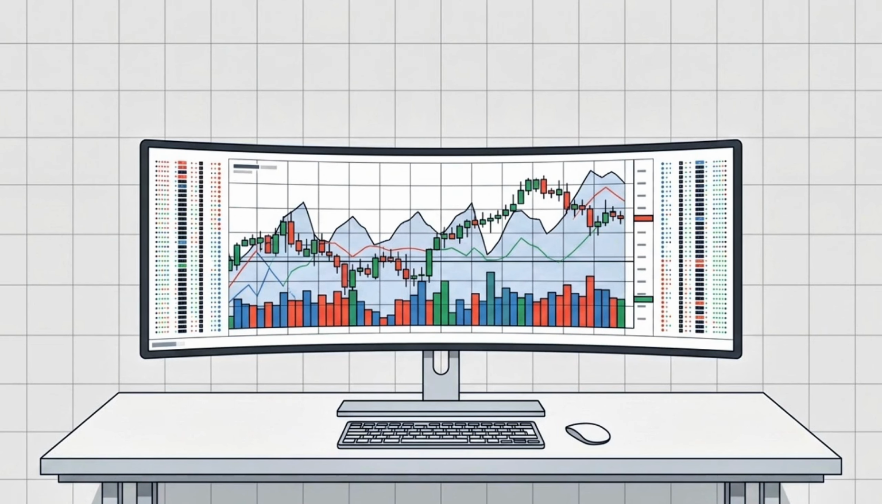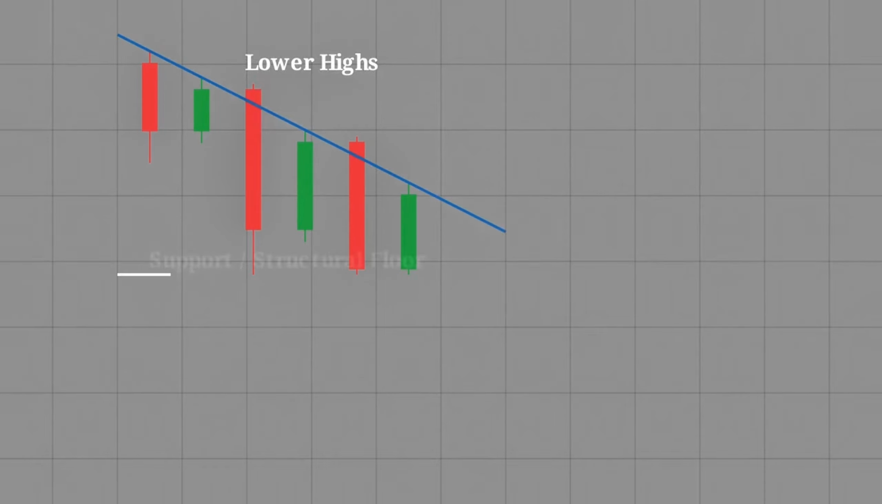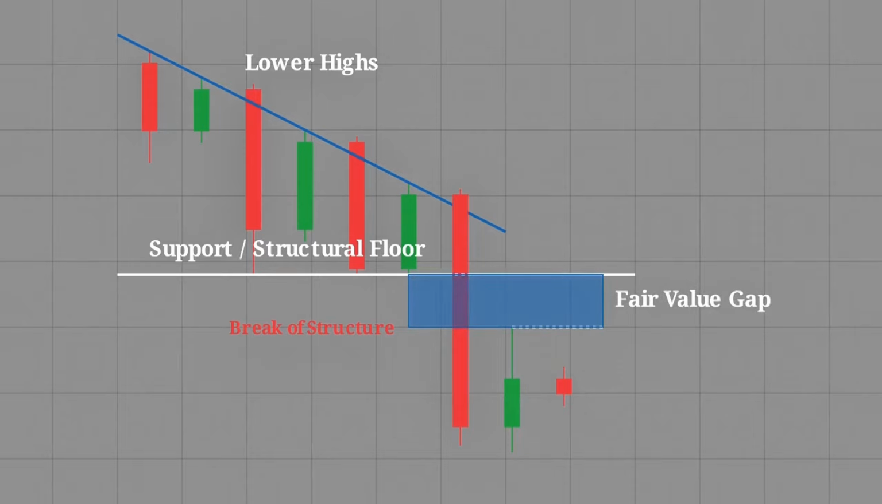We start with the macro context, noting a bearish put/call ratio, which indicates a defensive sentiment among large-scale investors. The chart structure confirms the sentiment. We see a clear downtrend defined by lower highs and lower lows. The price breaks through a major support level, creating a structural shift. This aggressive move leaves a fair value gap right at the point of the break, marking where institutional selling was most intense. Now we look for a secondary confirmation.